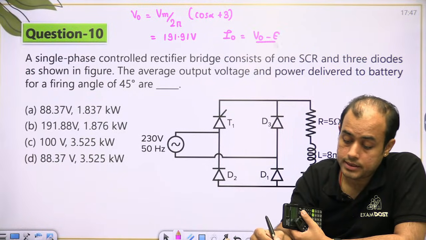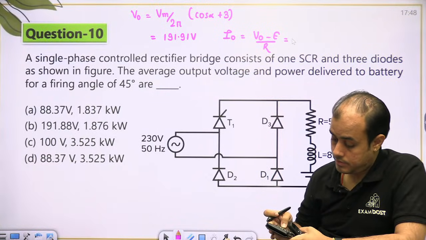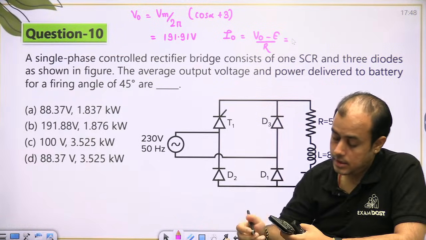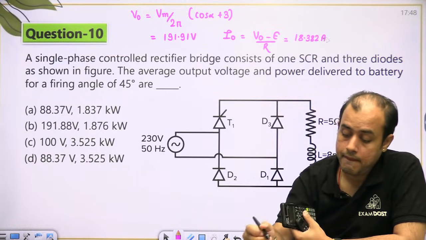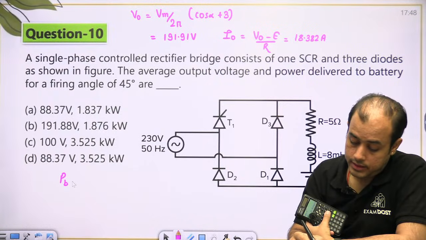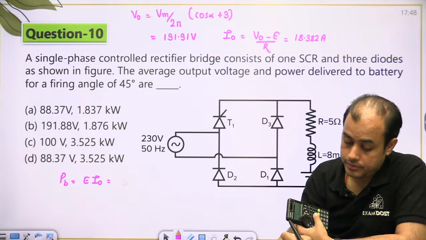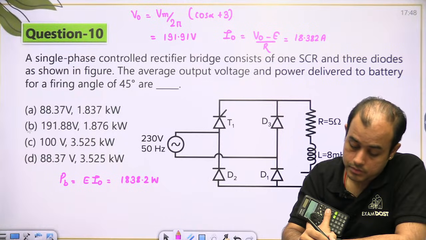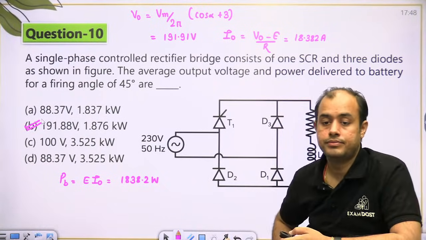Power, for that we need I naught. I naught is (V naught minus E) by R, which is 18.382. Battery power is E I naught. Answer will be B.